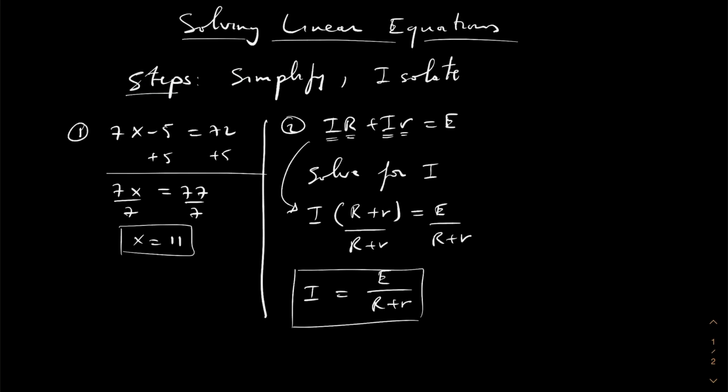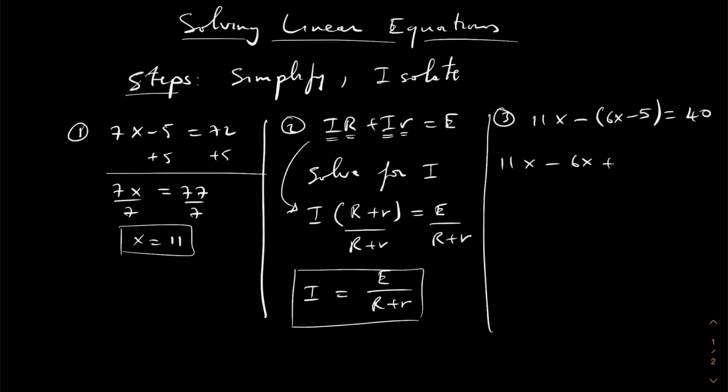Okay, let's move to our next example, and let's look at 11x minus parenthesis 6x minus 5 equals 40. In this case, we're going to start with step 1, which is to simplify, which means to free the variable out of any parentheses and combine like terms. So since we have parentheses here, we're going to just write it as 11x minus 6x plus 5 equals 40. So here we're just distributing the minus inside our parentheses. And since minus times minus 5 gives us plus, we have the plus 5 here.